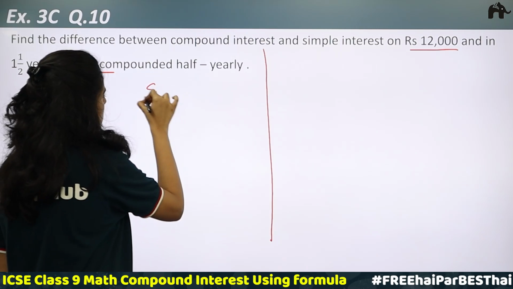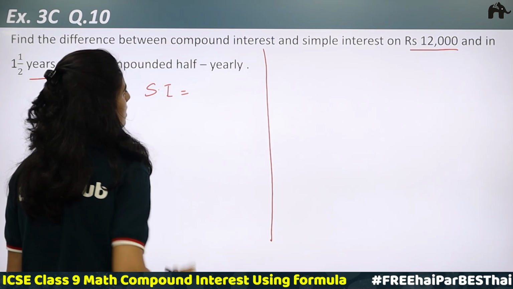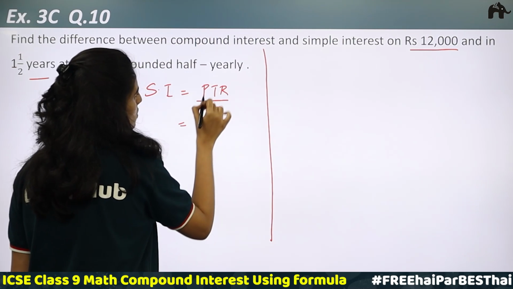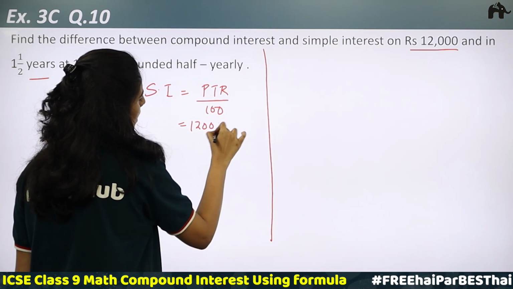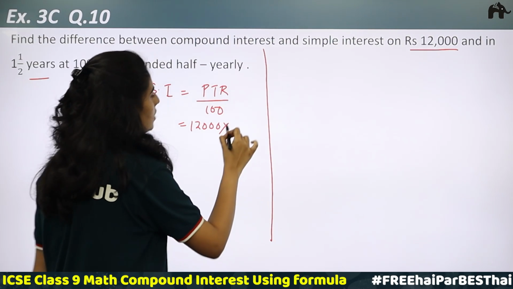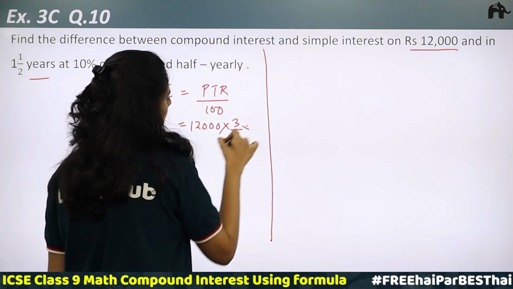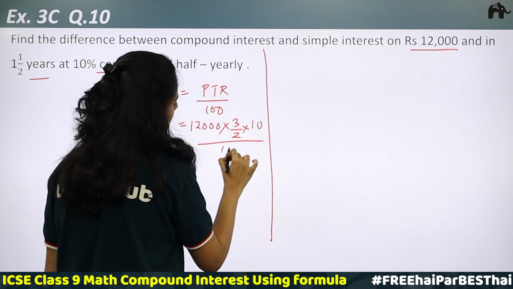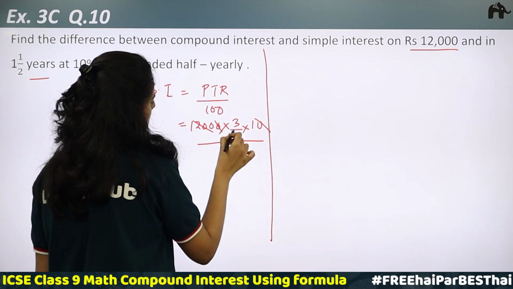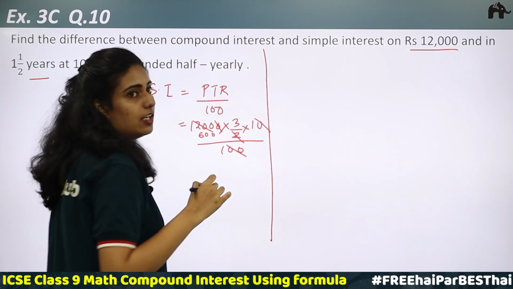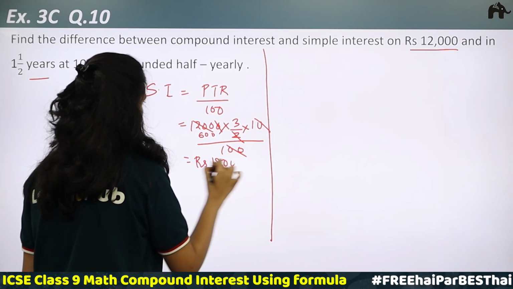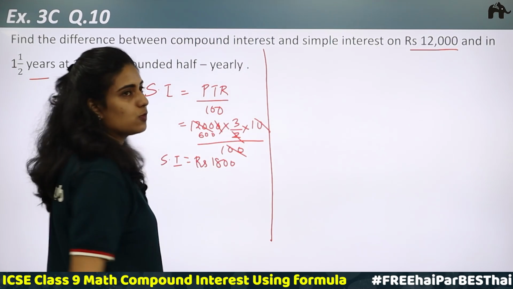Okay, so here we have to separately find what the simple interest is and compound interest is and then find the difference. Let's find the simple interest first. Simple interest is PTR by 100. Put the values. Here the principal is 12,000 into time is 1.5 years. 1.5 years will be equal to 3 by 2, into rate 10% divided by 100, cancelling out zeros. So this becomes 600. 600 into 3, you will be getting rupees 1800. So the simple interest is rupees 1800.